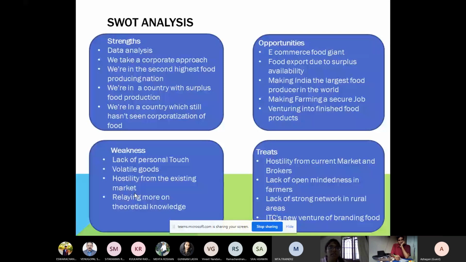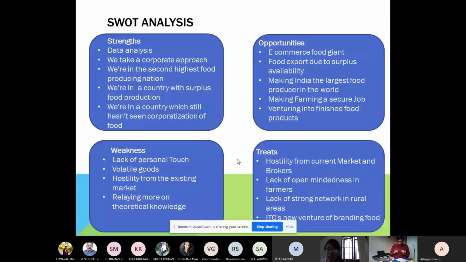The SWOT analysis: strength, weakness, opportunity, and threat. The strength is that India is the second largest food producing nation. So it has a surplus of food that can be exported. We are in a country which still hasn't seen corporatization of it. We focus on data analysis, and we have taken a corporate approach.